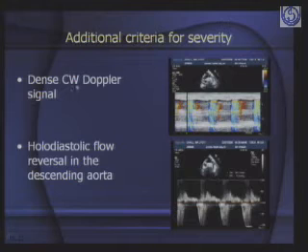And of course, if there is holodiastolic flow reversal in the descending aorta, so this is seen by a suprasternal notch approach. You will see the descending aorta, and in that, if you see a holodiastolic flow reversal, because then the blood will first flow into the aorta, then it will flow back when the aortic valve is closing. That is a very good sign of severe aortic regurgitation.